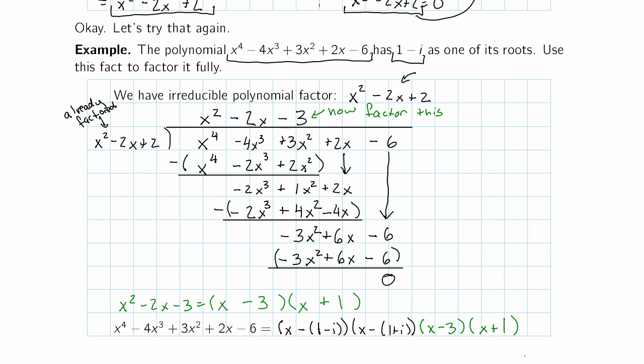There we go. We have fully factored this polynomial using that given complex root as kind of a key. We now know everything that we're going to know about factoring. In the next video, we're going to see the whole process from start to finish.